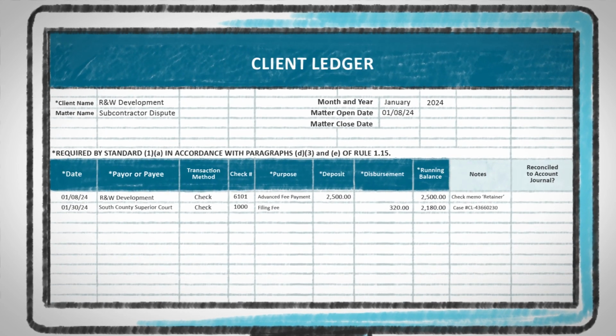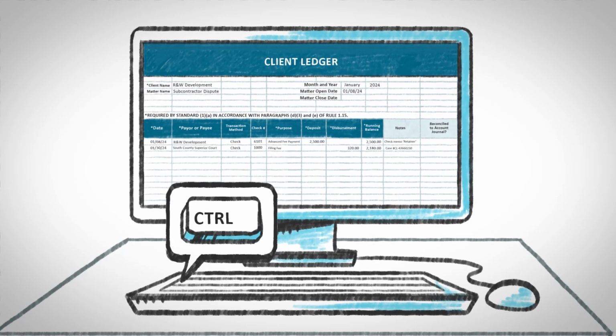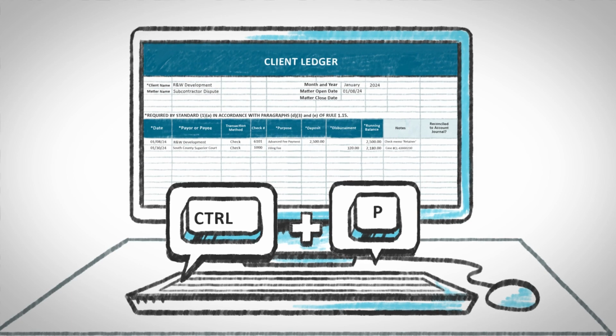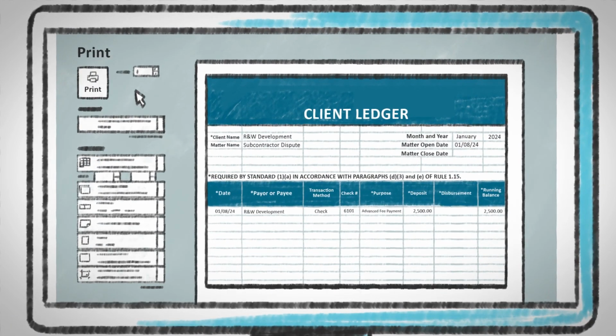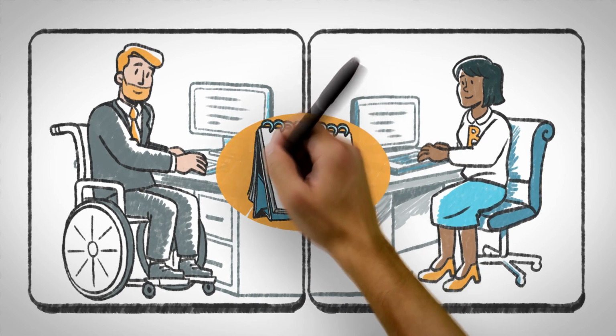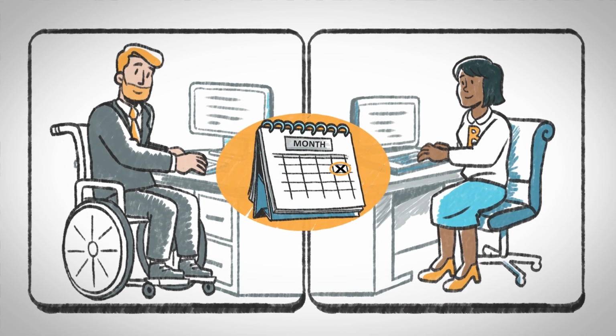One feature of the State Bar's template is that it's formatted to print a version you can send directly to your client at a moment's notice. Simply press the Control and P buttons. The notes and reconciliation marks are omitted. Sending a monthly statement to your clients is a best practice, which fosters communication and builds trust with your clients.